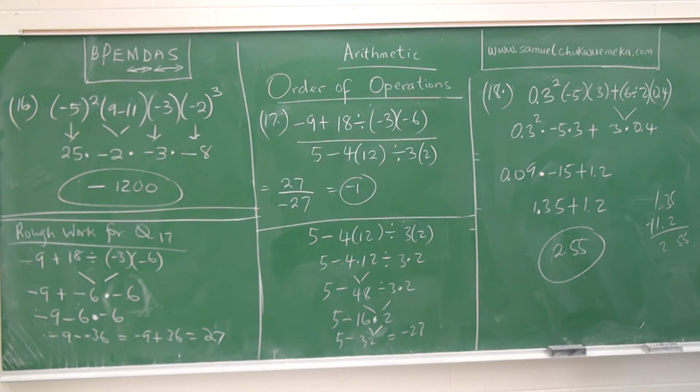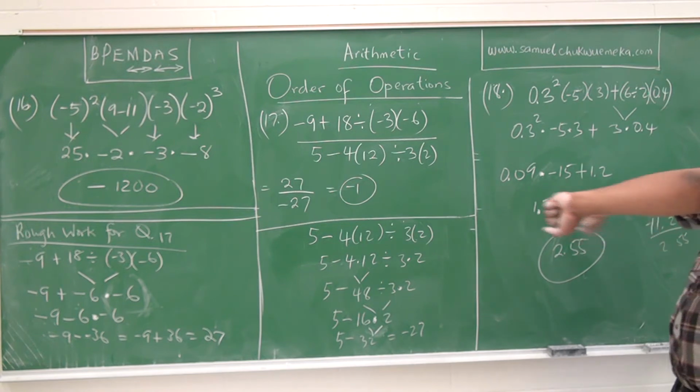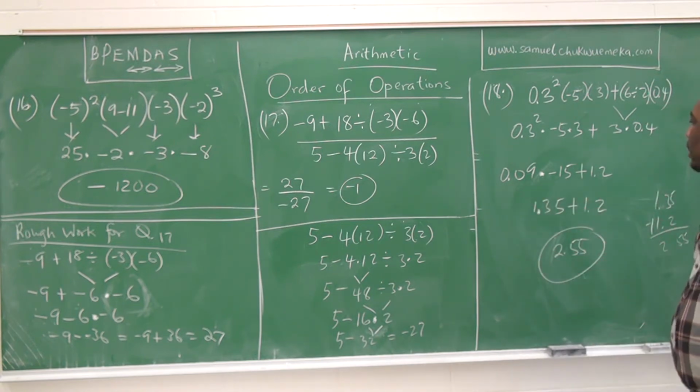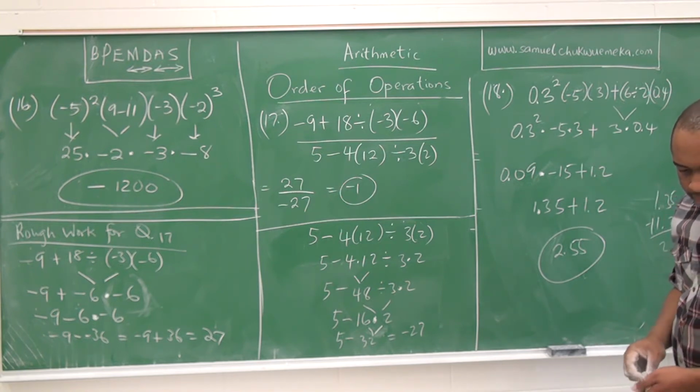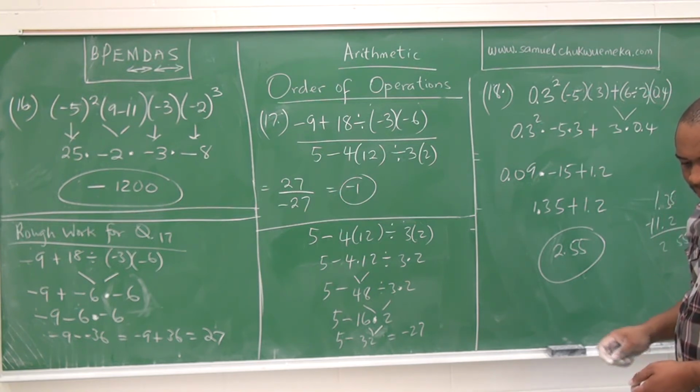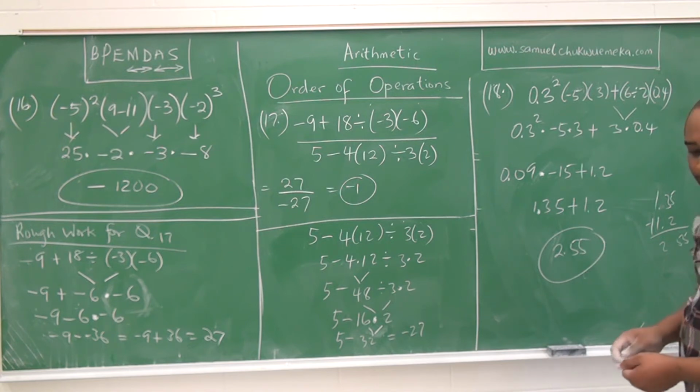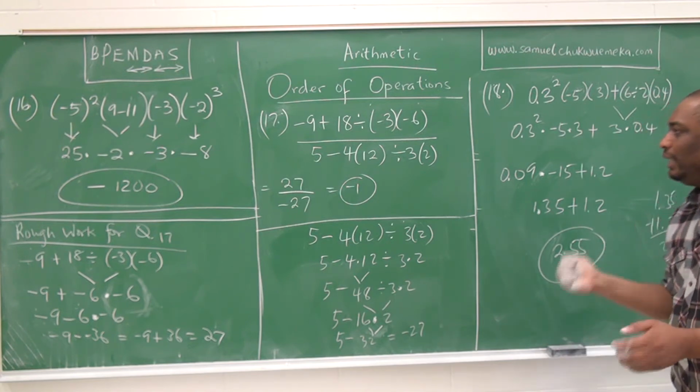All right, let's look at it again. 0.09 times -15 is 1.35. Then plus 3 times 0.4. Okay, so that gives us this. All right, this is the end of our.